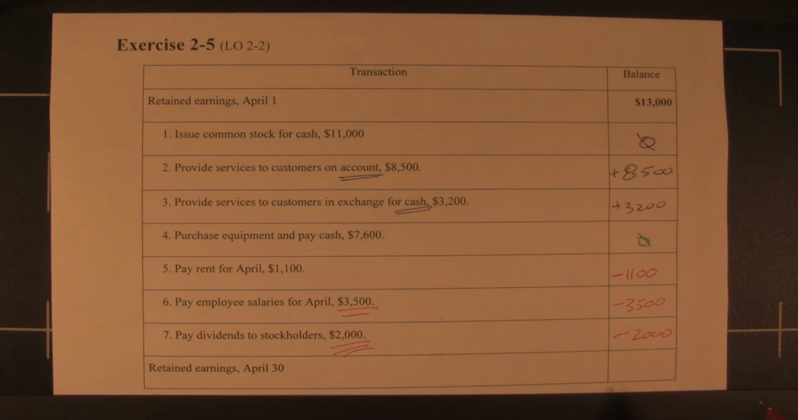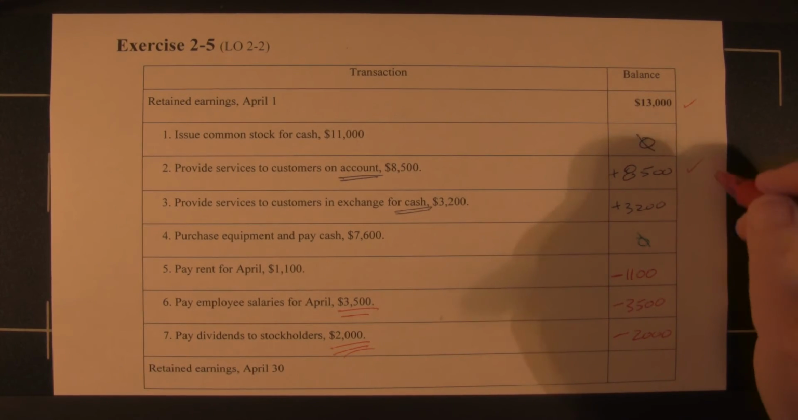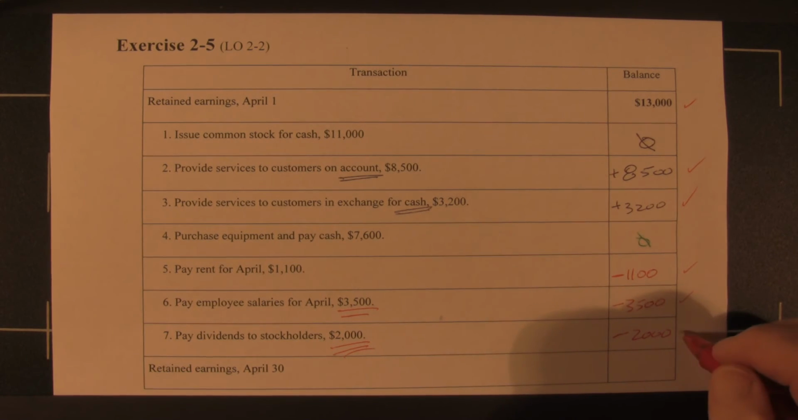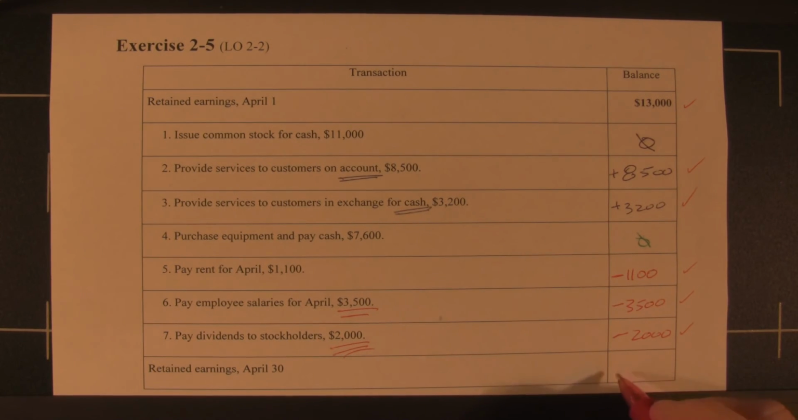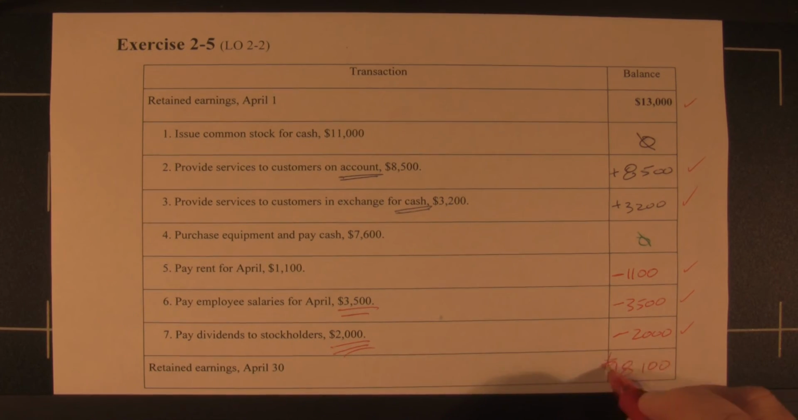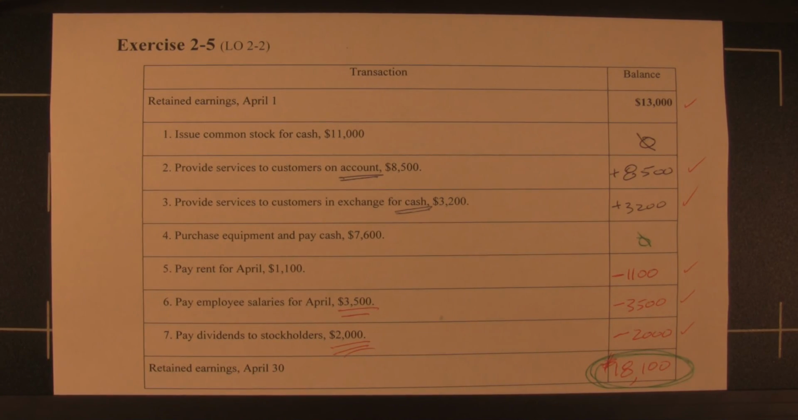So when you do all of the gazintas and the gazaltas, beginning with the 13, adding 85 and 32, and subtracting 11, 35, and 2,000, we come up with an ending balance in retained earnings of $18,100. And that should be in black or green because that's a positive number.